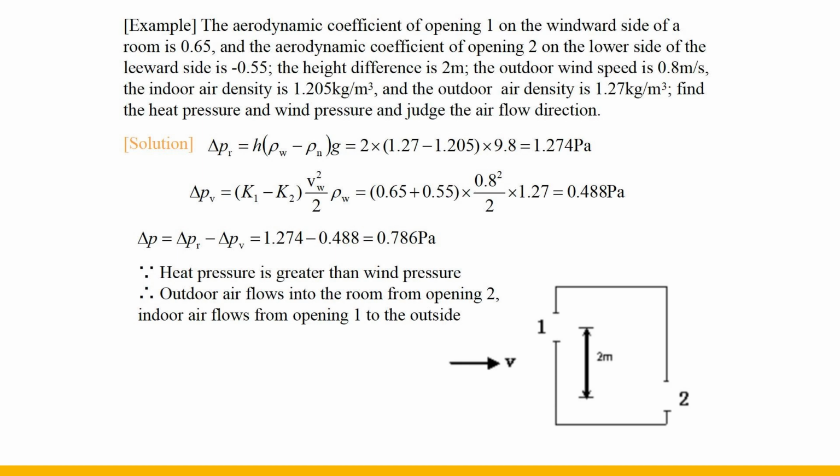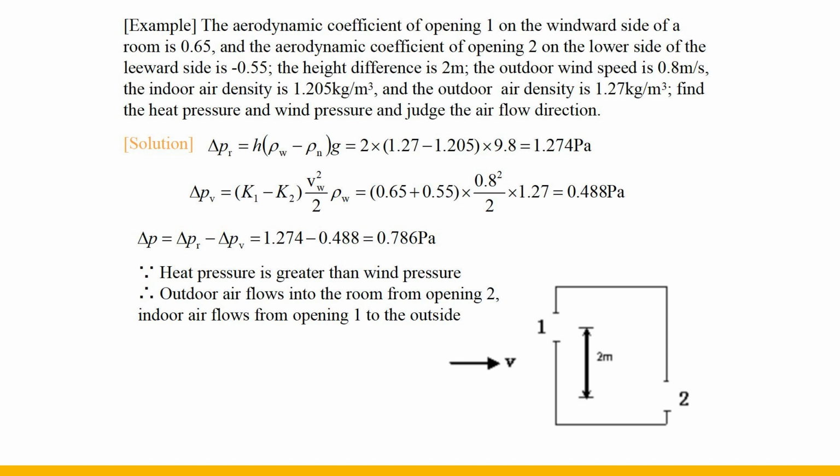The idea of solving the problem is, first calculate the heat pressure and wind pressure respectively according to the calculation formula of heat pressure and wind pressure, and then judge the airflow direction by comparing the calculation results. If the wind pressure is greater than the heat pressure, the airflow enters the room from opening 1 on the windward side and flows out from opening 2 on the leeward side.